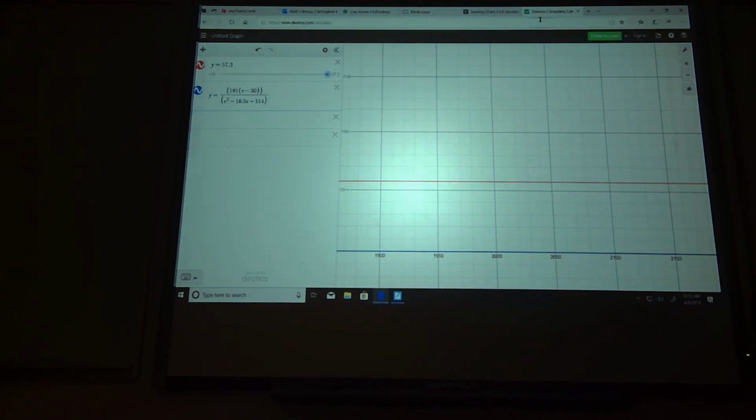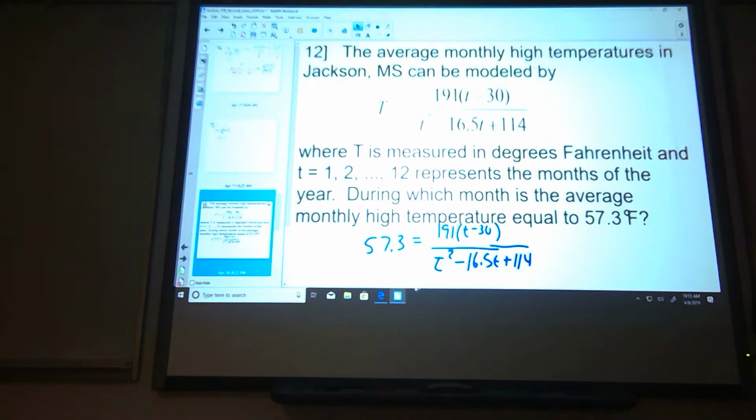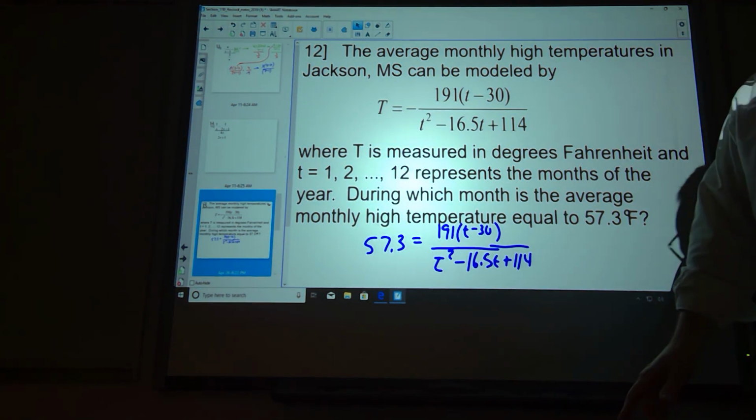Oh. Wait, are we in chapter 11 or chapter 9? 11. We're in 11. Okay. The quiz is chapter 9, so I was confused. That's last week. I haven't changed my calendar over there yet, buddy. Okay. All right, so it's not. So I guess.